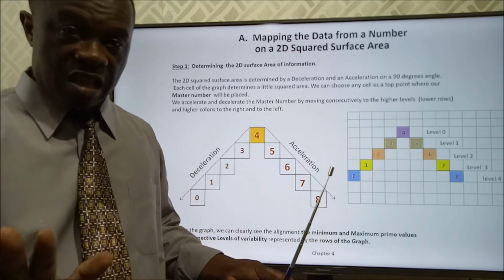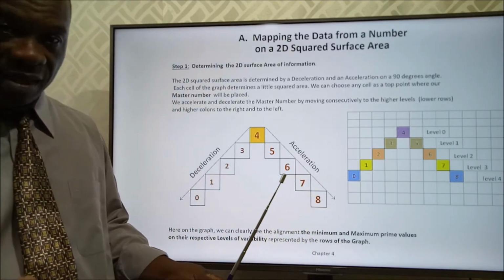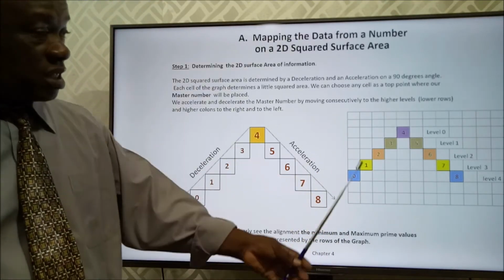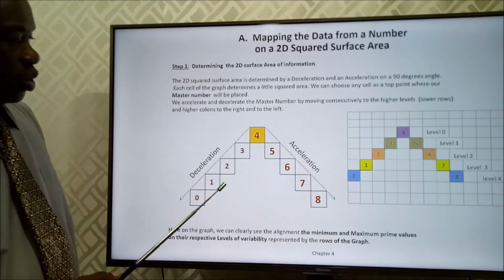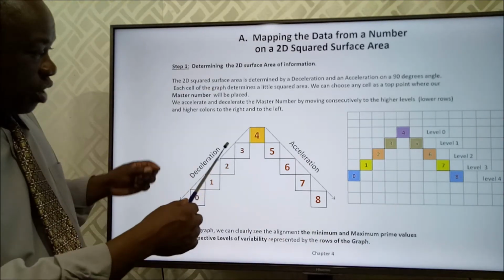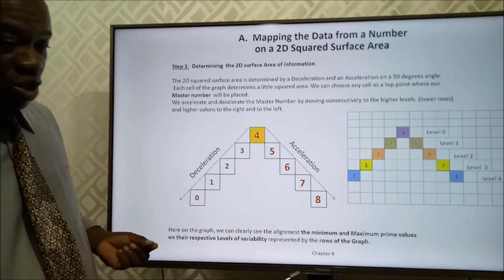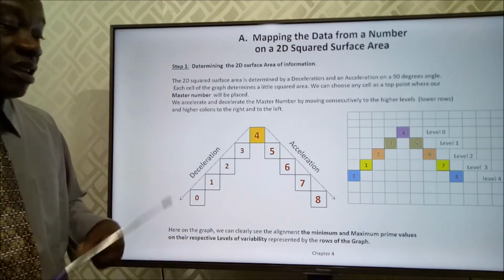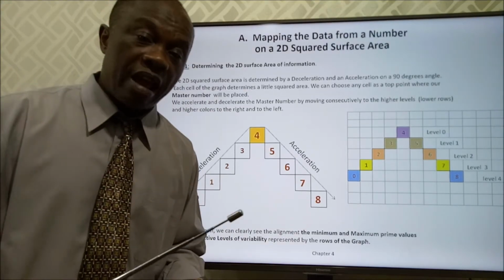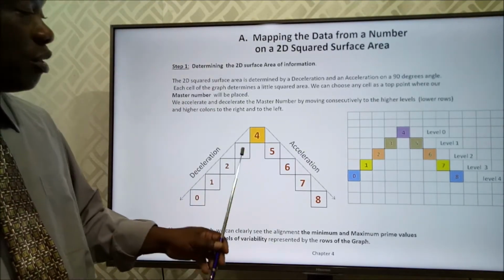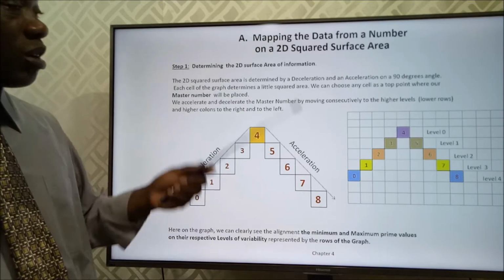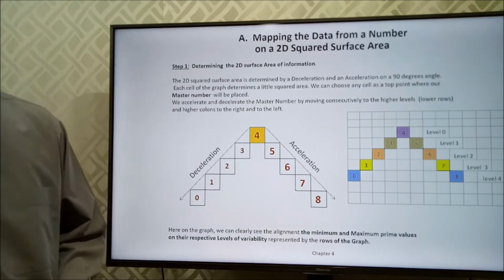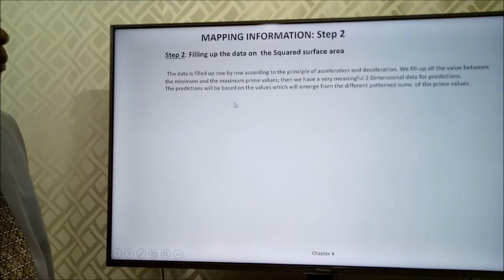So you can do it with Excel program. It's very nice. It's the best even. But I can't do it because this is a PowerPoint presentation. So what will happen when we do the acceleration and the deceleration? We got these values. These are the maximum and the minimum prime values. And to complete all the prime values, we need to fill up the data.